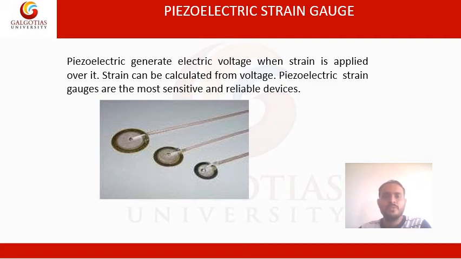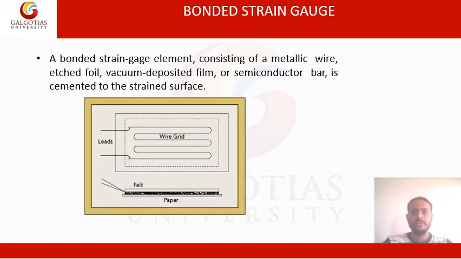So when we use piezoelectric as a strain gauge, when it is being deformed, it generates an electrical voltage, which is further calculated. The piezoelectric strain gauges are the most sensitive type of transducer, and these are very reliable devices. Next one is the bonded strain gauge type.